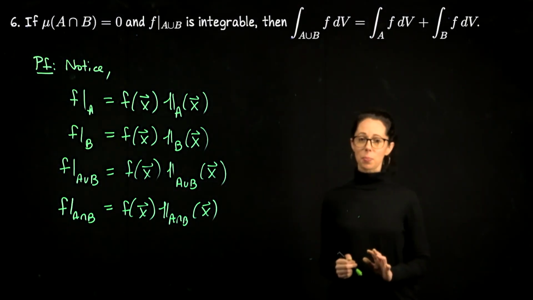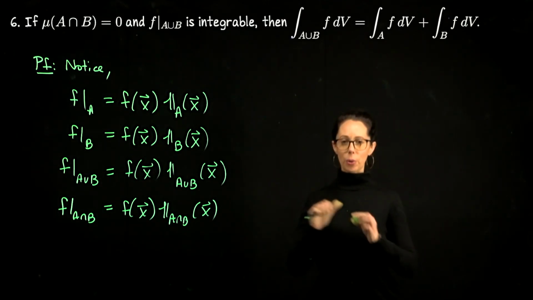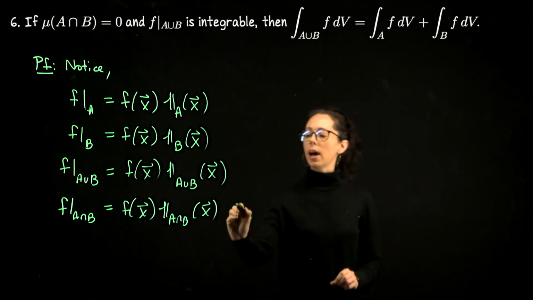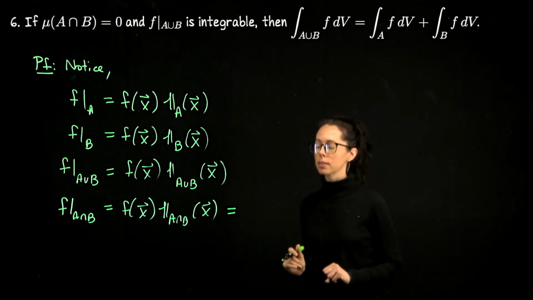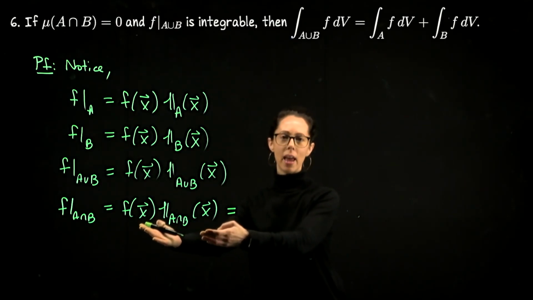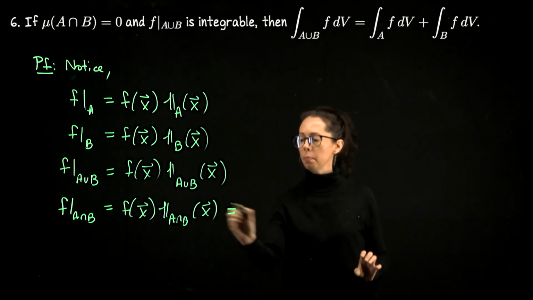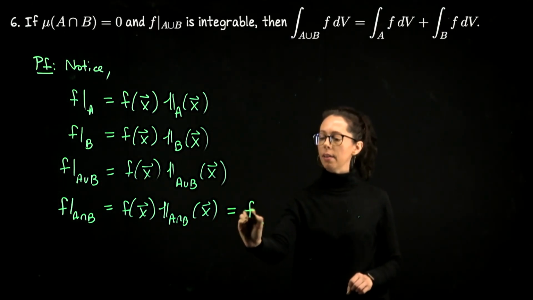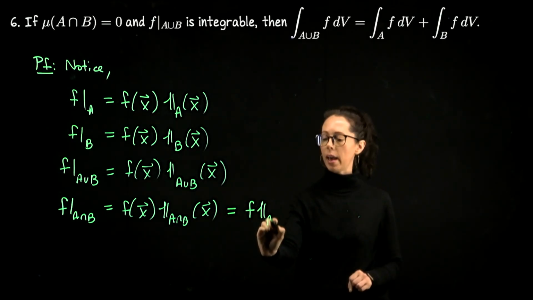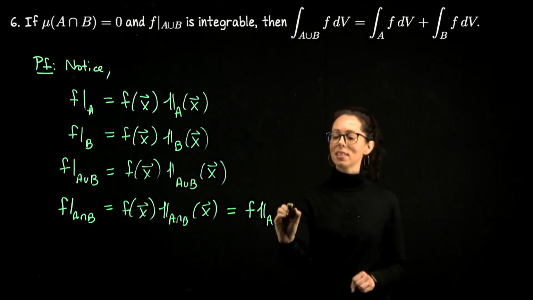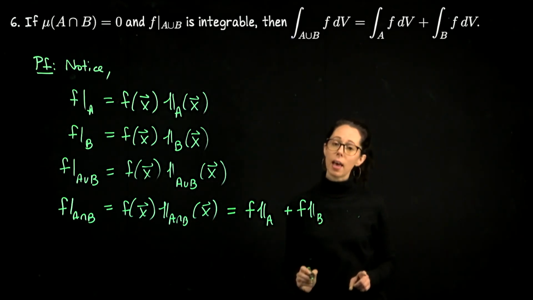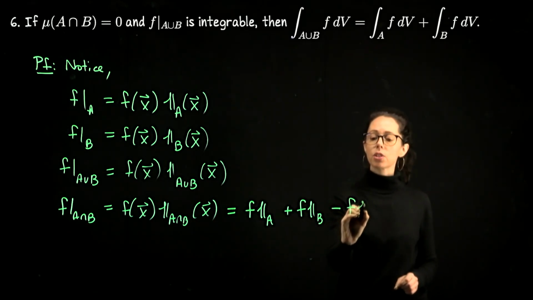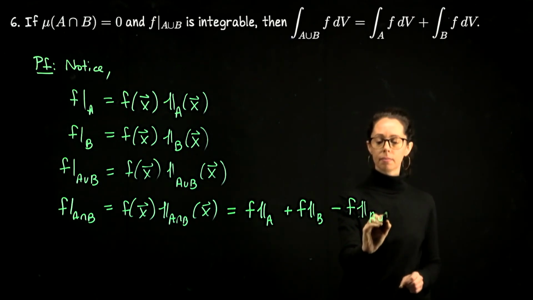If you've seen the principle of inclusion-exclusion before, you probably knew immediately what to do. If not, let me just put down the formula and then I'll show you a justification of why it works. I'm going to omit the dependence on x just to squeeze it all on the board efficiently. So this can be rewritten as f times the characteristic function of A plus f times the characteristic function of B minus f times the characteristic function of their union.